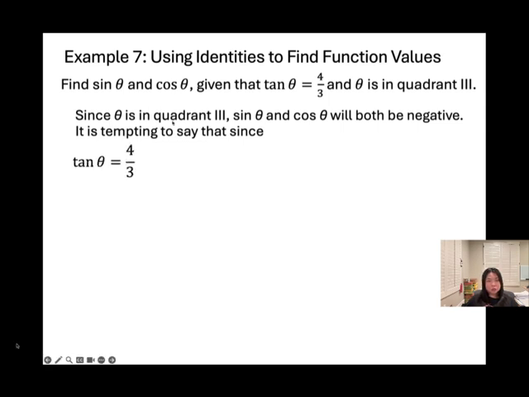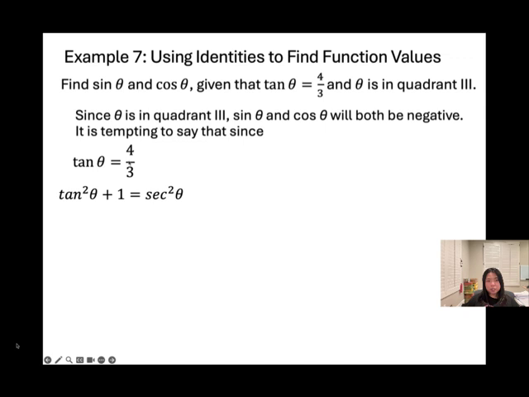First, let's try to find the cosine theta. We need to find the identity that is related to tangent and cosine. Not the first one; the second one, we do have tangent squared theta plus 1 equal to secant squared theta. Do you guys remember that secant and cosine are reciprocals of each other, right? So if we find the secant, then we can find the reciprocal, that would be the cosine.